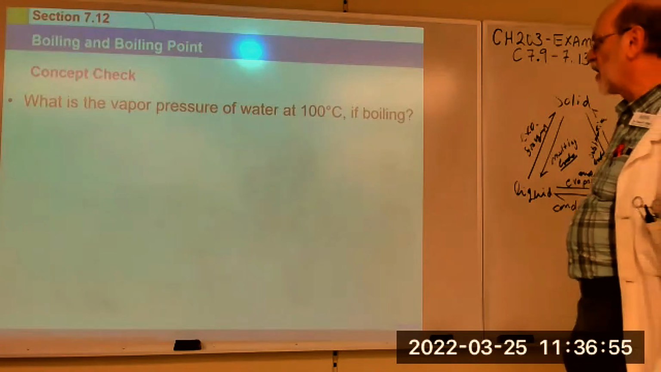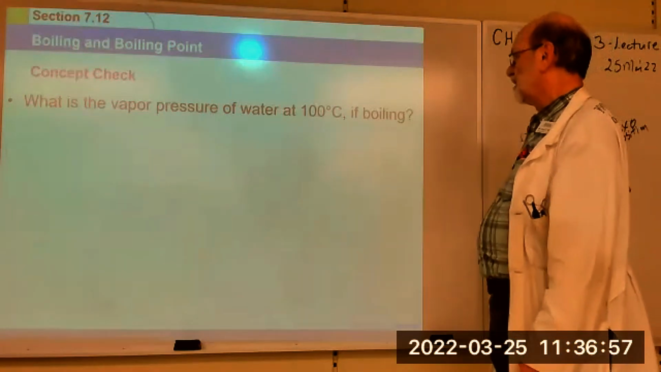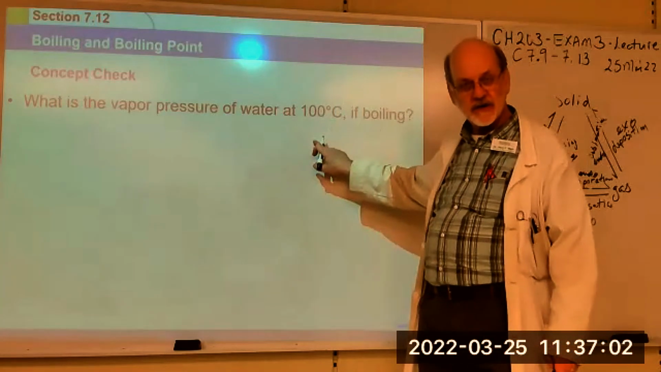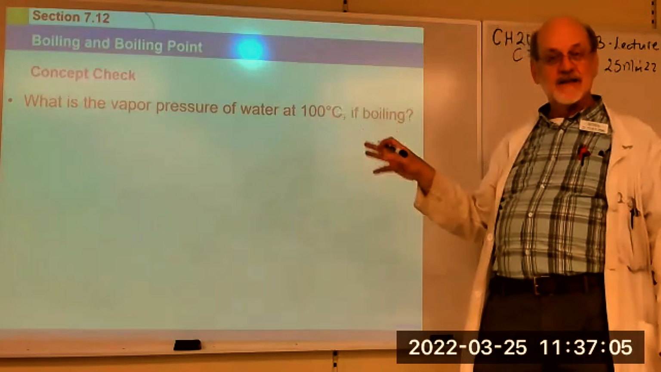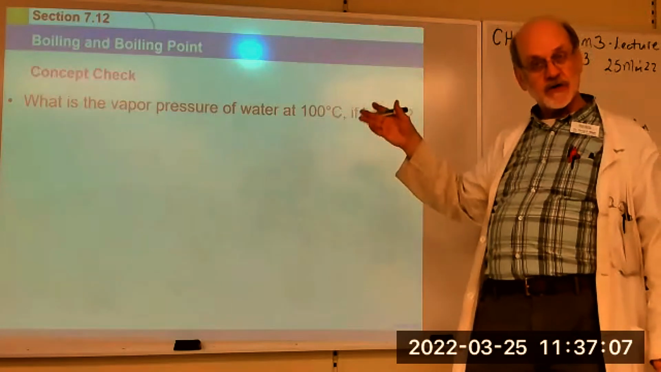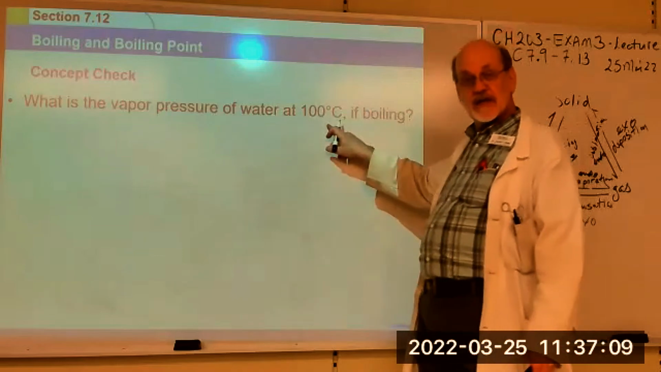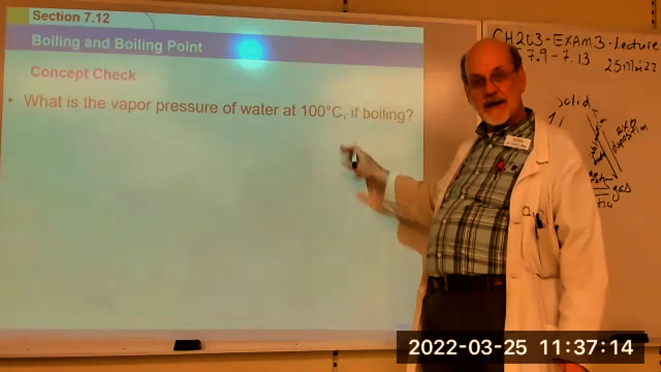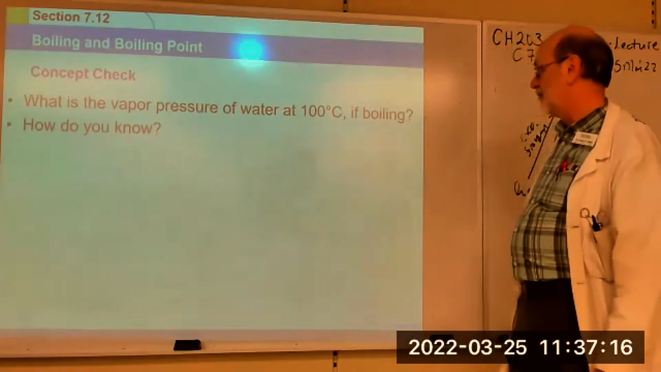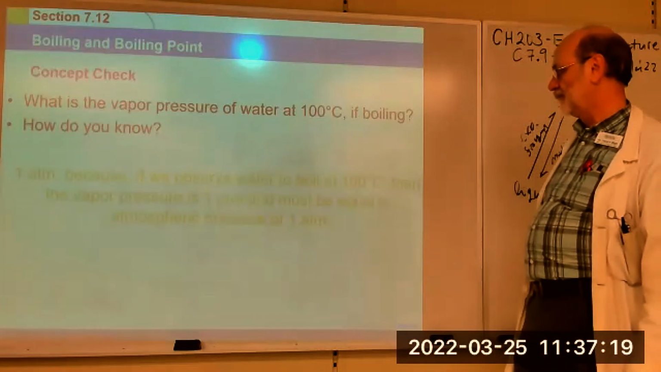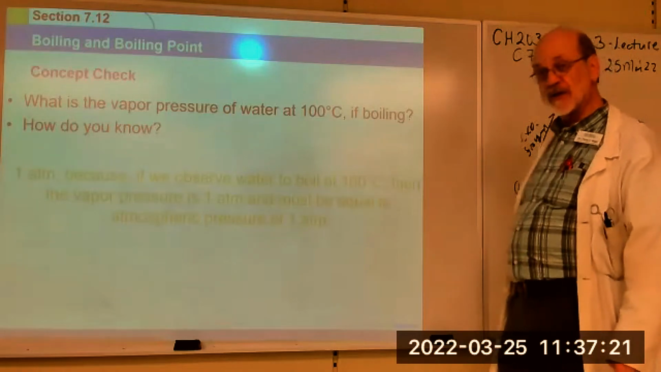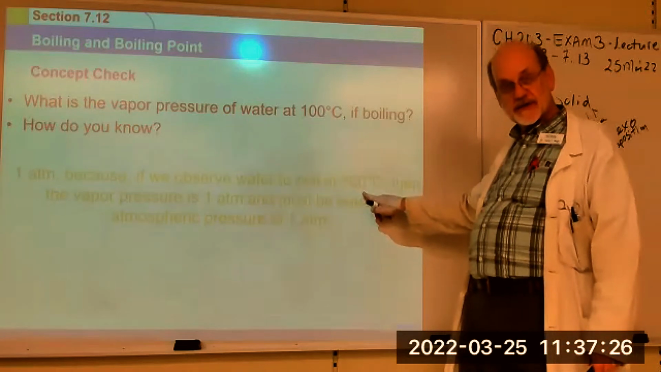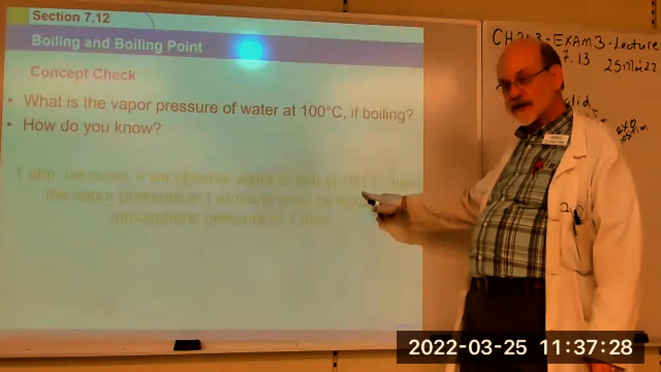What's the vapor pressure of water at 100 degrees C? If it's boiling, what's the vapor pressure? If it's boiling, the vapor pressure is equal to the atmospheric pressure. And at 100 degrees C, the vapor pressure would have to be, for water, 1 atmosphere. Because we know that at 1 atmosphere pressure, water always boils at 100 degrees Celsius.